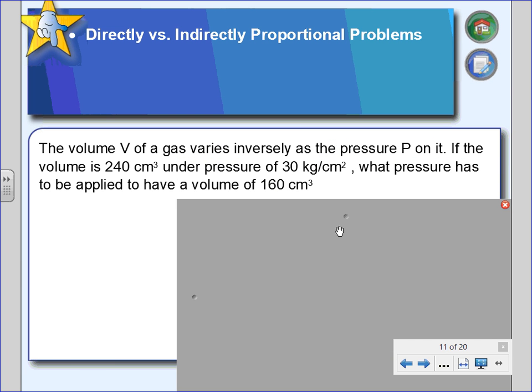Let's look at another one. The volume, V, of a gas varies inversely as the pressure P on it. Right there in that first sentence, we're told our variables and we're told which structure to use. We're told varies inversely. This is similar to indirect variation. So V came first, or volume came first, so that's our x variable. Pressure came second, that's our y. And varies inversely means we still do x1 over x2 equals, but now y2 over y1. These flipped, remember?